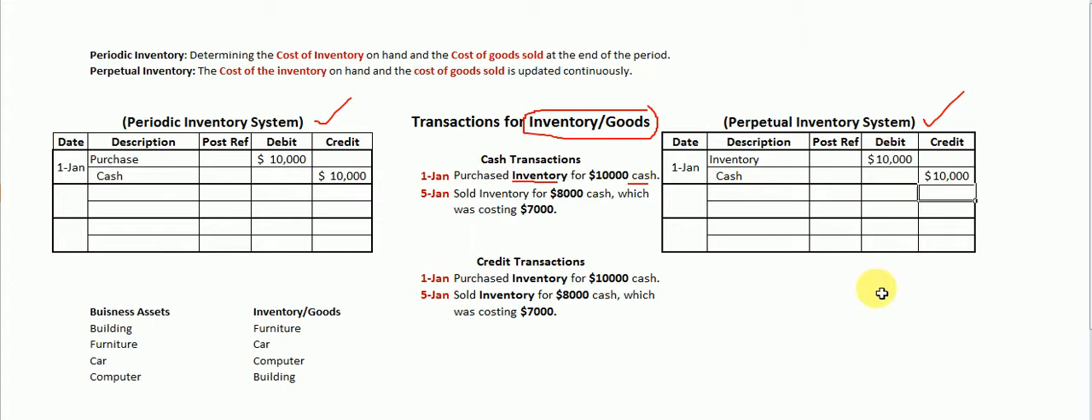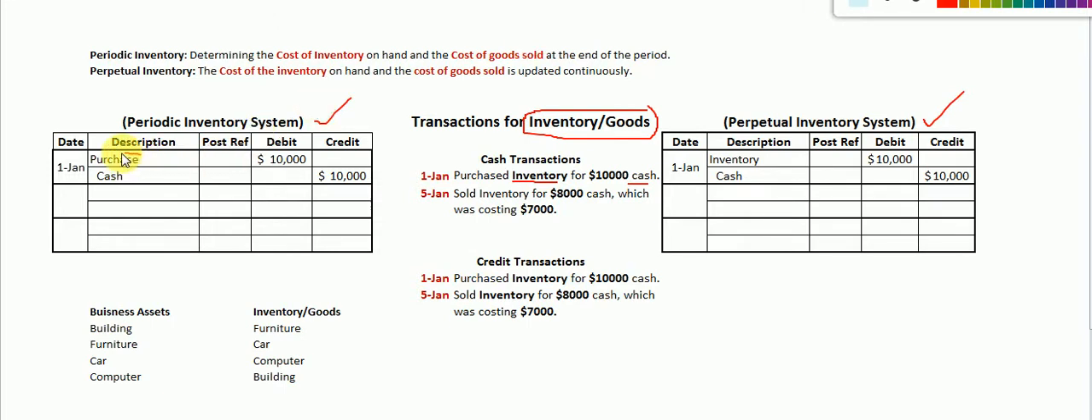You are surprised. What's the difference here? Here you have debited the purchase account, and here you have debited the inventory account. Yes, there is a difference. Look, what's the difference?